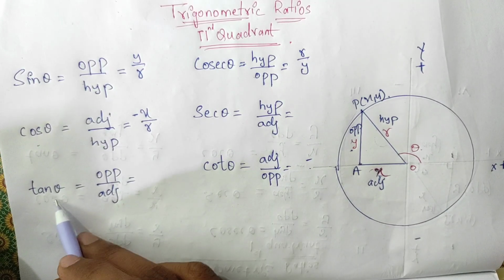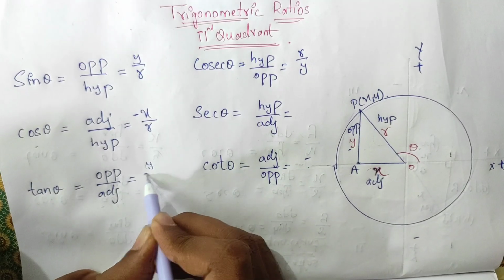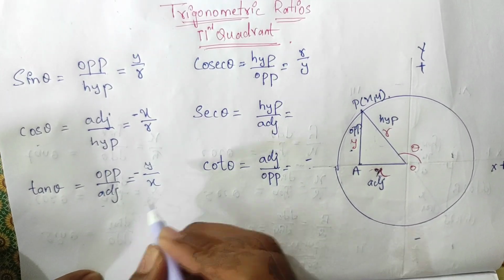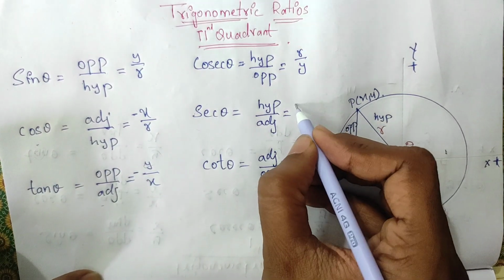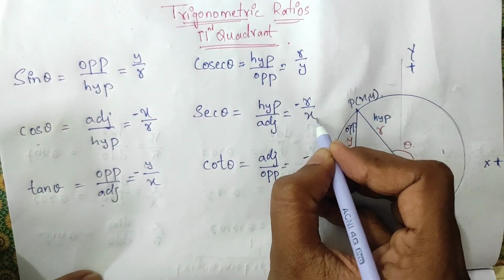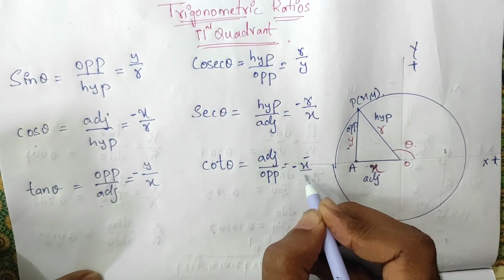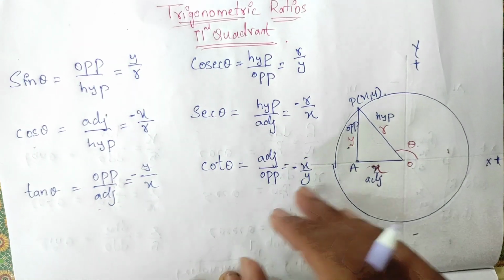Similarly tan theta is the ratio opposite by adjacent. Opposite here is y and adjacent here is x. Again x is negative, so I am writing negative. Similarly sec theta is the reciprocal of cos theta, so I am writing minus r by x. Similarly cot theta can be written as negative of x by y. Okay, so now these are the 6 trigonometric ratios in the second quadrant.